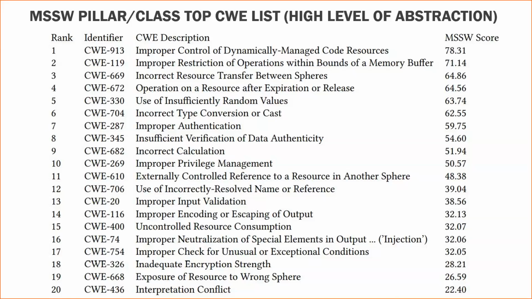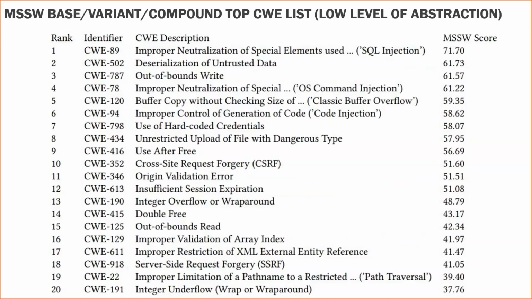And then also here we have a top 20 list for the lower level of abstraction, the CWEs that are bases, variants, and compounds. And I'll just let you look at this list. And again, in the paper, we provide analysis of this.